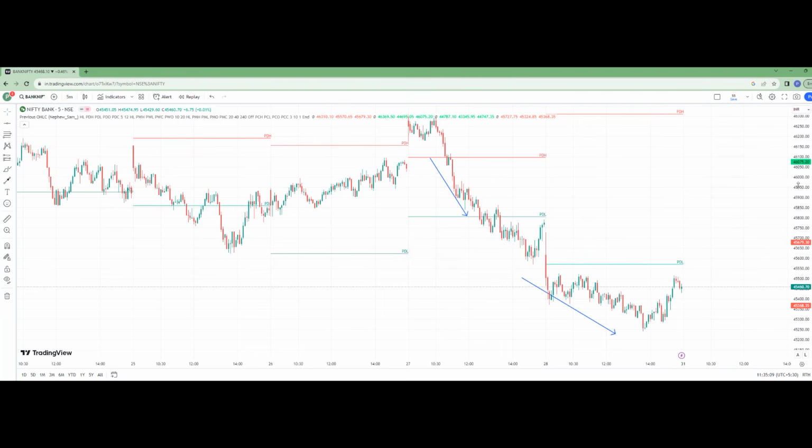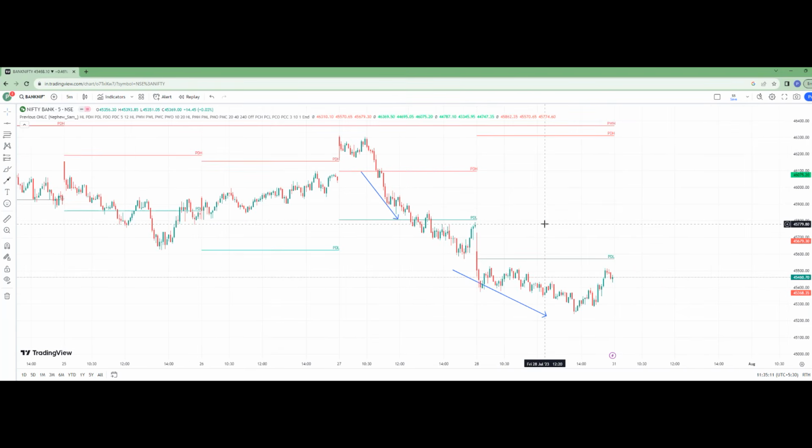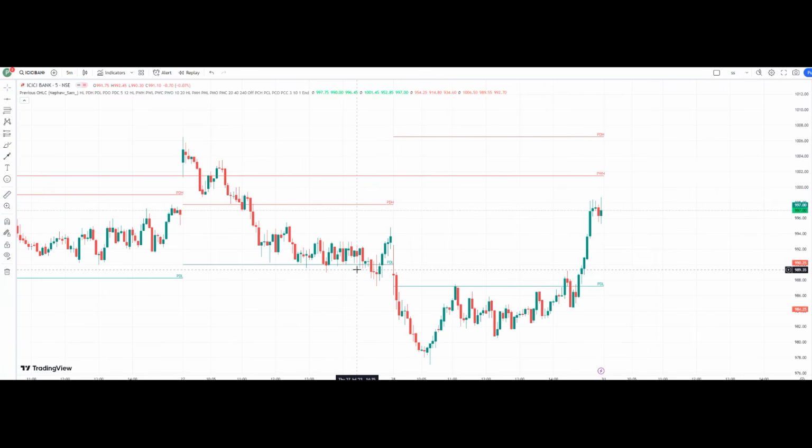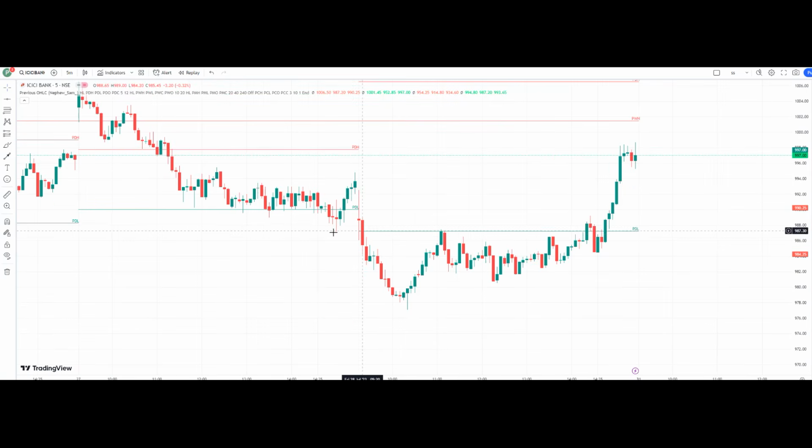So the previous day high and low is acting as a major support and resistance level for next day trading or for swing trading also. We can see one example from the stocks, that is ICICI Bank. Here for the 28th July, this red candle has broken the previous day low. Means this particular stock is looking weak because it has broken the previous day low, and after that we can see that there is a fall in the price.